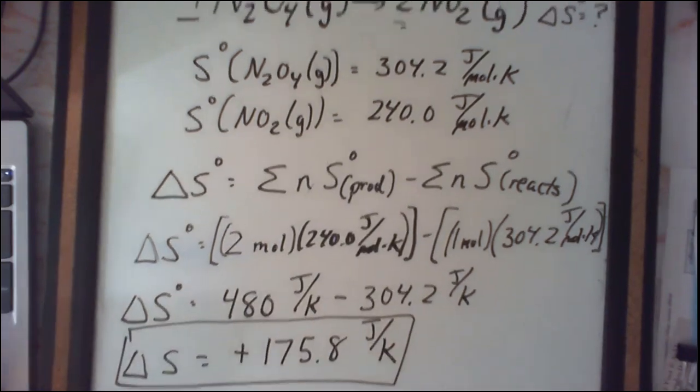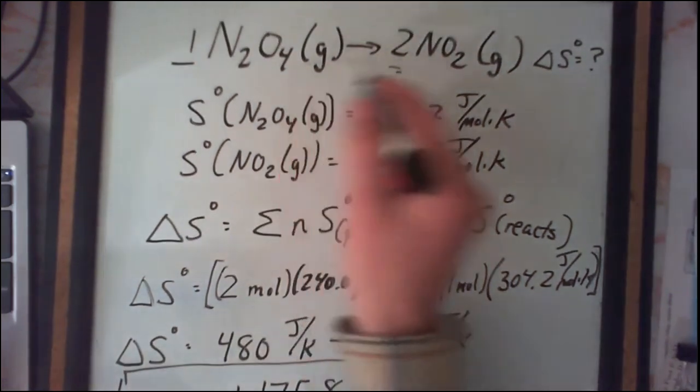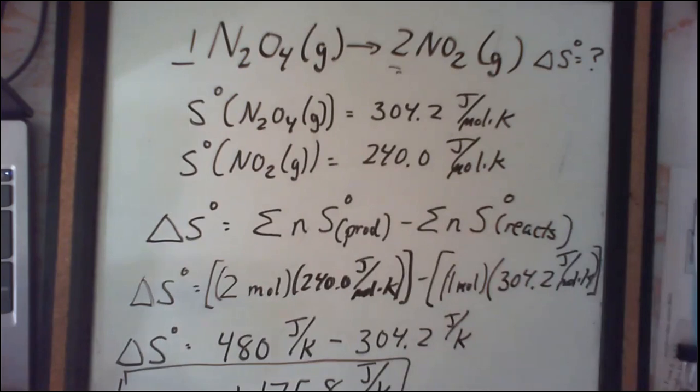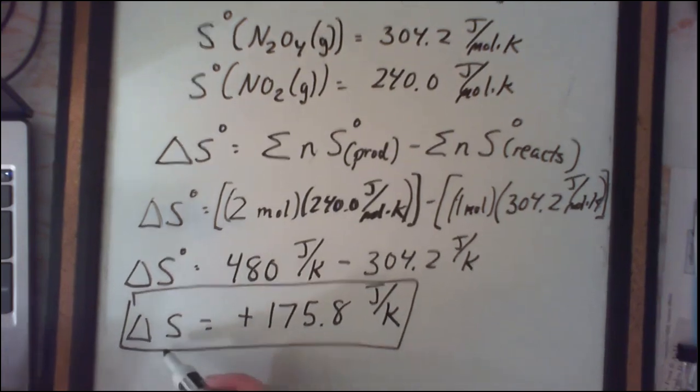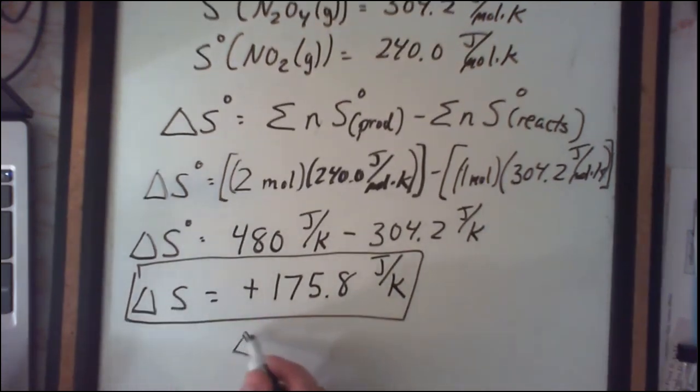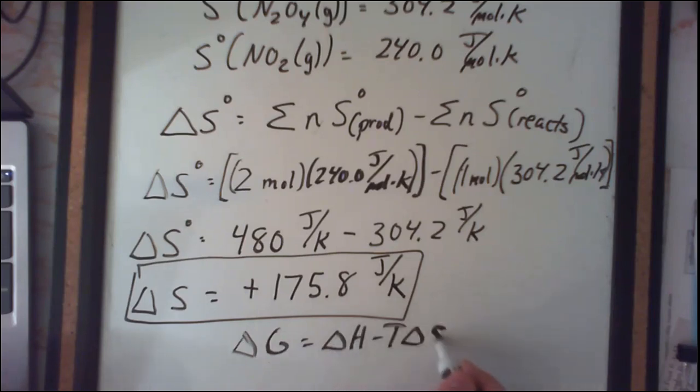So as expected, as predicted, this particular process does have a positive delta S, and if we know the molar entropies, we can actually calculate it as exactly positive 175.8 joules per Kelvin. And as we mentioned at the beginning of the lesson, we can then use this number as part of this equation, for example, to calculate the delta G of that process, and then decide whether at a given temperature that process is spontaneous or not spontaneous.